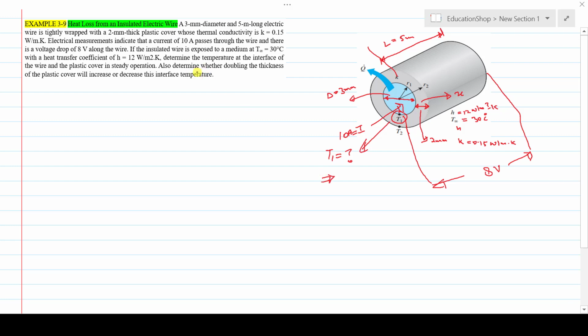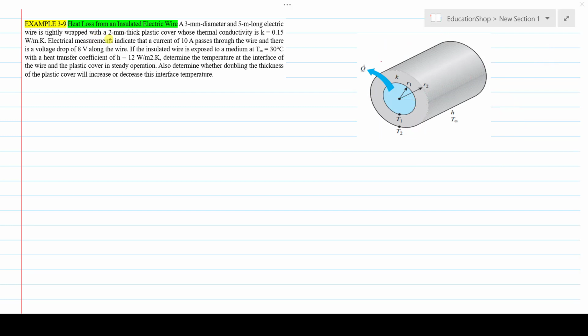In the next step, it is asking: if the thickness of this plastic cover is increased to 2x, then tell us whether the temperature T1 will increase or decrease. That is all. Let me write the data that is provided in the statement.